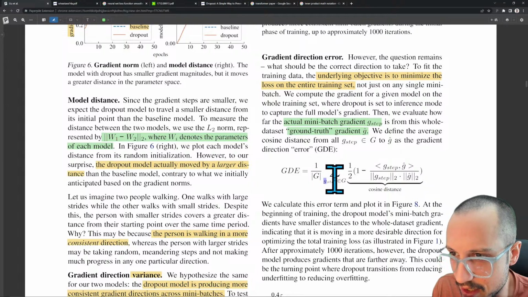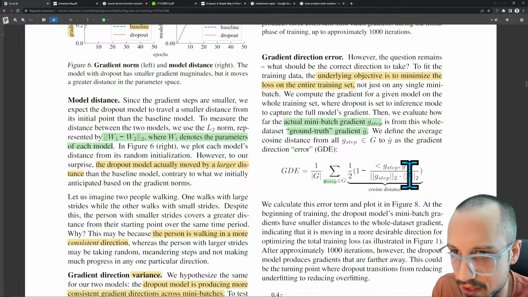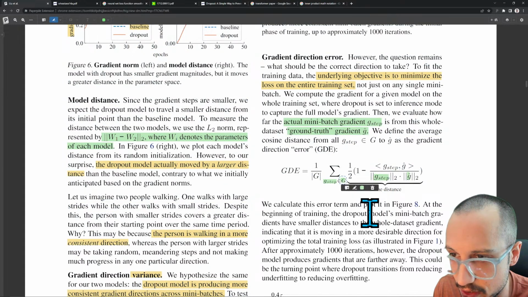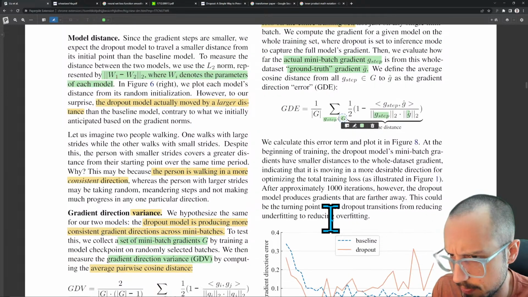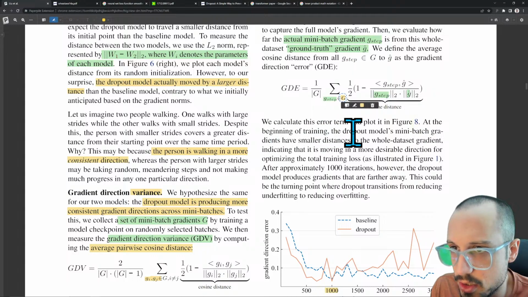They're looking at the global ground truth gradient, whatever they're calling it, and the distance between g hat, which is the ground truth, and the individual steps that are part of this set of gradient vector updates, g. "We calculate this error and plot it in figure 8. At the beginning of training, the dropout's mini batch gradients have smaller distances to the whole data set, indicating that it is moving in a more desirable direction for optimizing the total training loss.